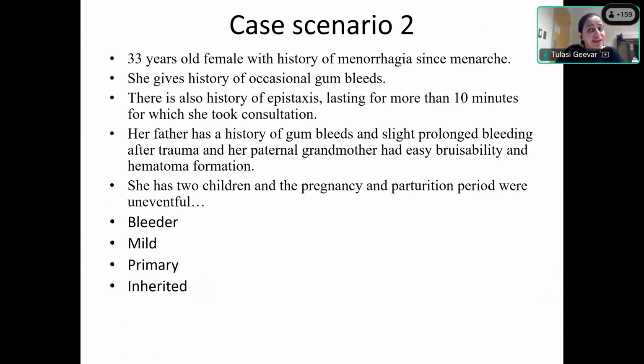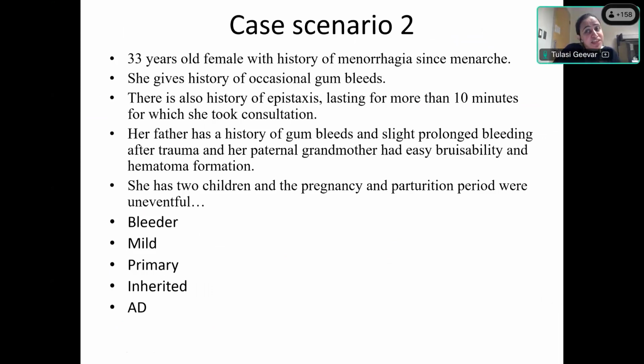What is the most likely bleeding disorder, or possible bleeding disorder, in this case? Which bleeding disorder has an autosomal dominant pattern of inheritance? Yes, von Willebrand disease.